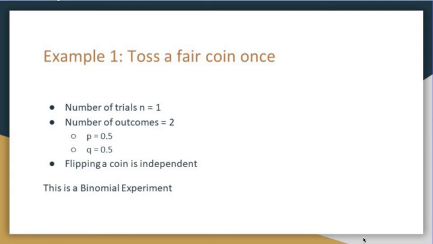All right, so first example we're going to look at is I'm going to toss a fair coin once. Okay, let's see if that meets all of our requirements for a binomial experiment. Number of trials, n is equal to 1. We said we're going to toss the coin 1 time. Number of outcomes when I toss a coin is either heads or tails, so that's good. All right, and we can find P and Q, and because it's heads and tails, P is 0.5, Q is 0.5. Now, in this example, P and Q are the same. They do not have to be. They can be, but they don't have to be. All right, and then flipping a coin, like we already talked about, is independent, so this is a binomial experiment.